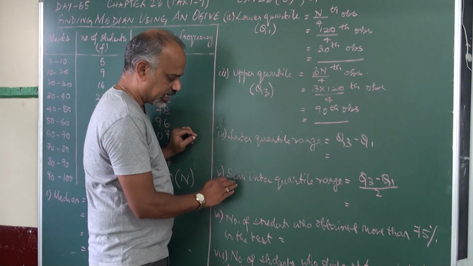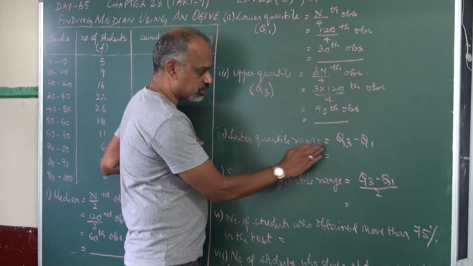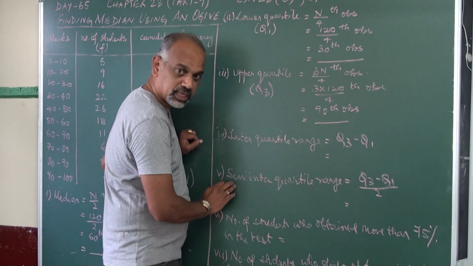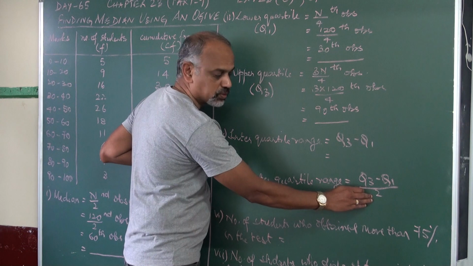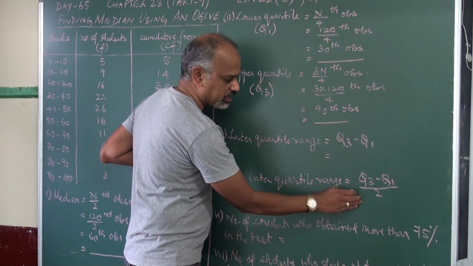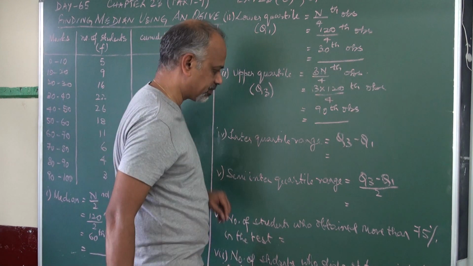Fifth question is semi-interquartile range. Interquartile range is Q3 minus Q1. This is semi, therefore half of it. That's (Q3 minus Q1) divided by 2. After you get this value, put that here and divide by 2. Okay. We'll come to the next two questions later.